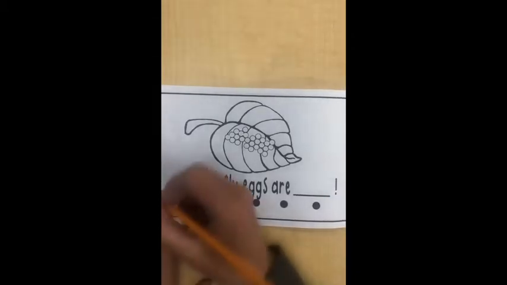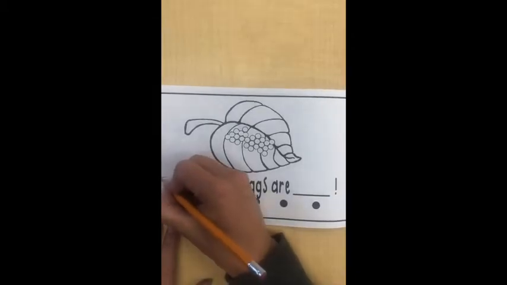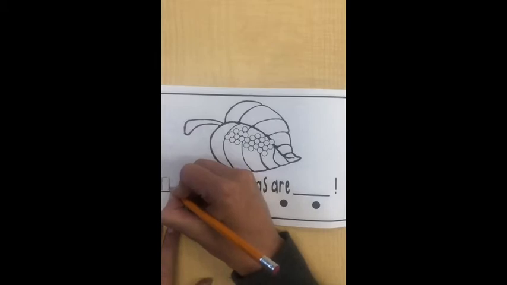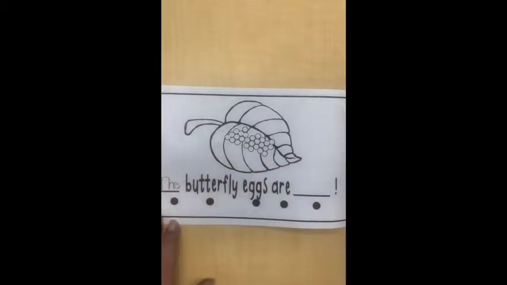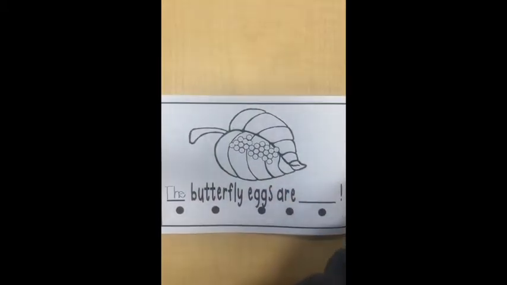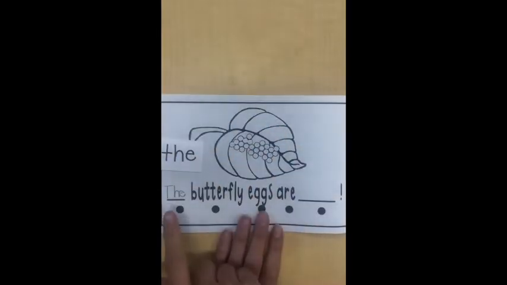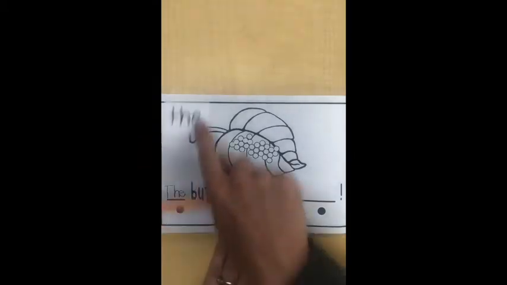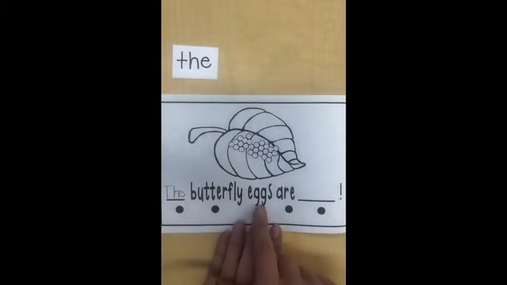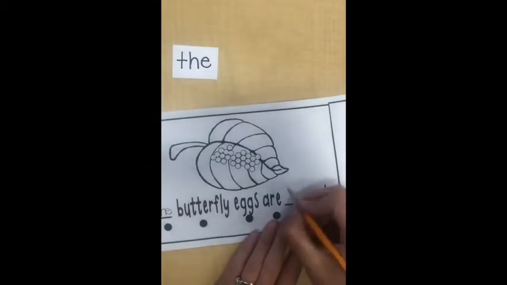We're going to say the. But we're going to use a capital because it's right at the beginning of our sentence. T-H-E. Do you see how I use that capital T instead of that lowercase? And that's, boys and girls, because at the beginning of the sentence, we always want to start with a capital. That tells us that we're about to start a sentence. The butterfly eggs are here.